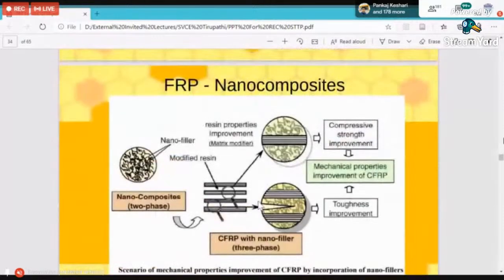So FRP nanocomposites, the next category. So far you have seen the nanocomposites. Now we include FRP nanocomposites. What do you mean by FRP nanocomposites? Continuous fibers are used as far as the composite is concerned, and the matrix is infused with nanoparticles.